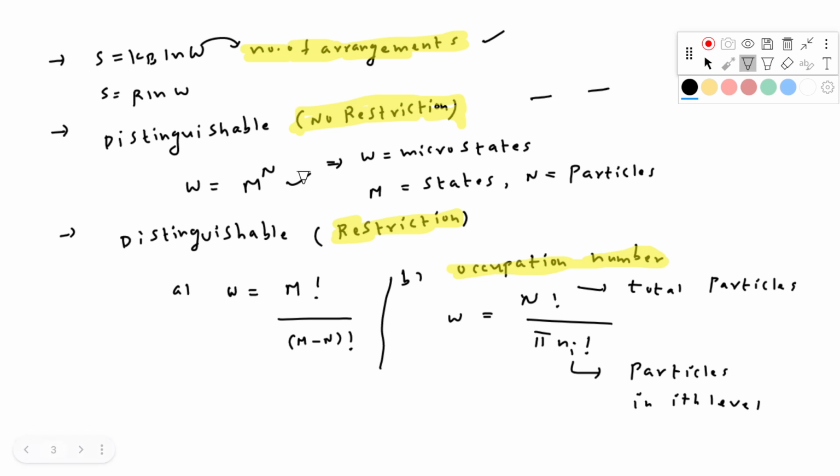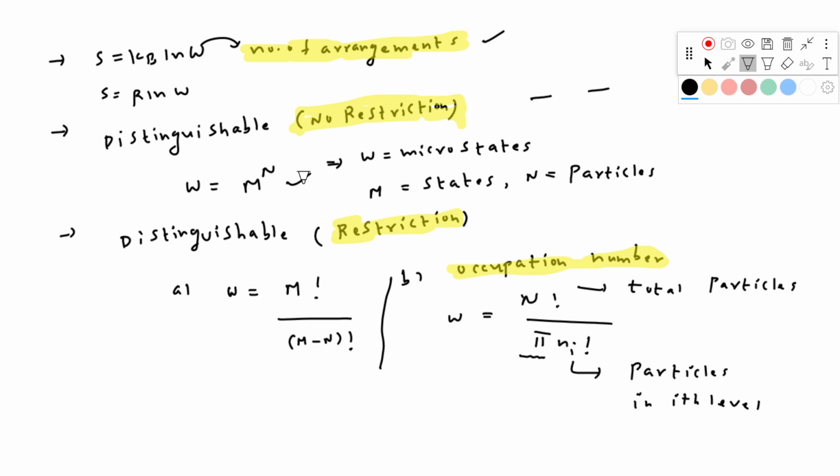The first formula: W = M factorial by (M minus N) factorial. M is the number of levels, N is the number of particles. Here, if the examiner mentions an occupation number, then W = N factorial by Pi n_i factorial. Pi is the multiplication symbol. Here N factorial is the total number of particles, and small n_i is the particles in the ith level.